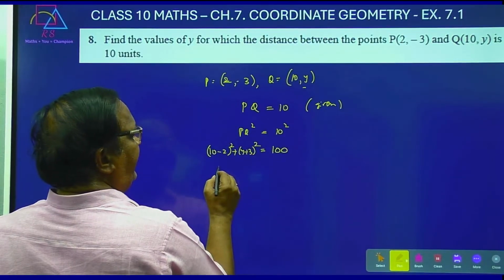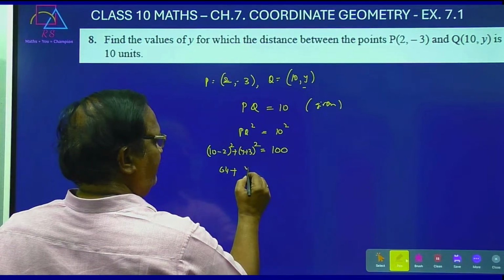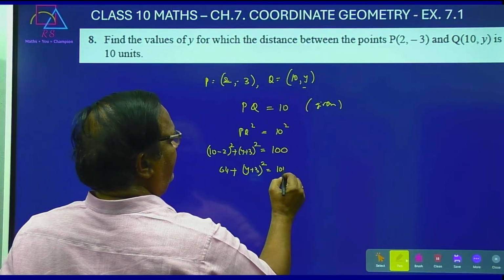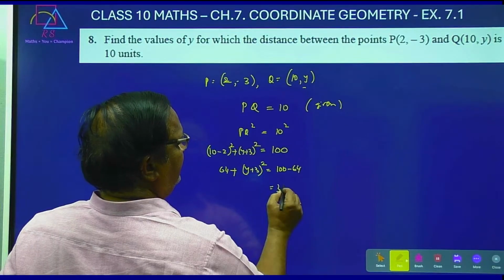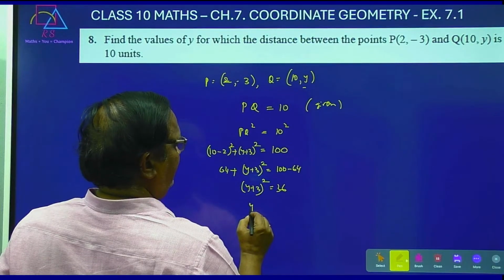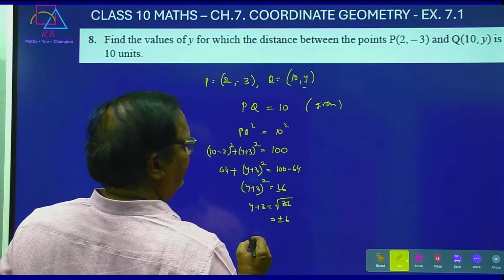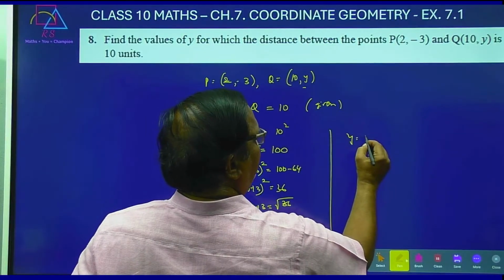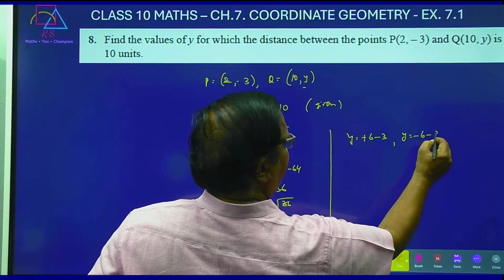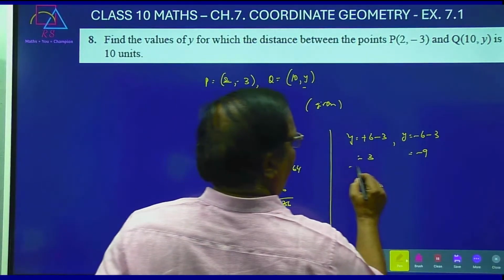So 10 minus 2 is 8. 8 square is 64. I will keep y plus 3 whole square only. I will not open the bracket because I have to find the value of y. So 100 minus 64 is equal to 36. So y plus 3 whole square is equal to 36 and y plus 3 is equal to square root of 36, plus or minus 6. So therefore y is equal to plus 6 minus 3 and y is equal to minus 6 minus 3. So it is 3 and it is minus 9. So these are the answers of y.